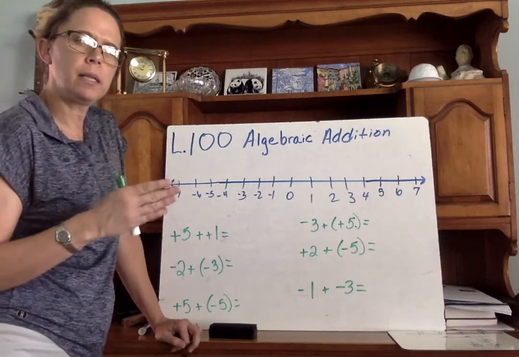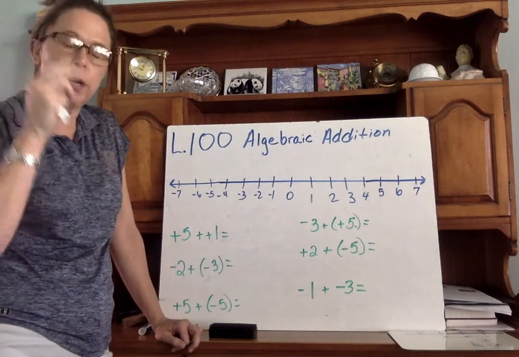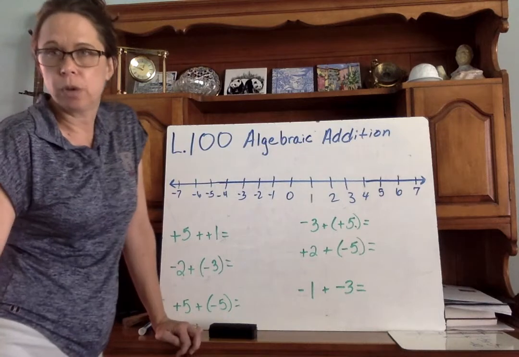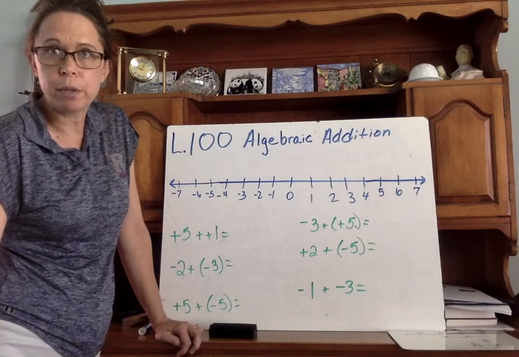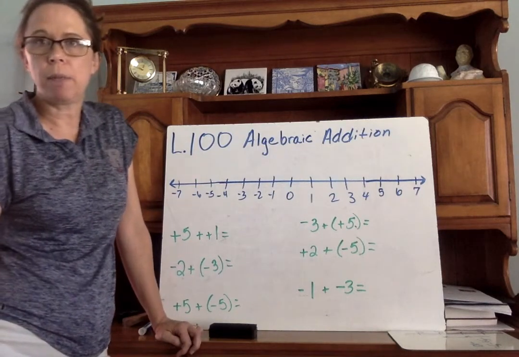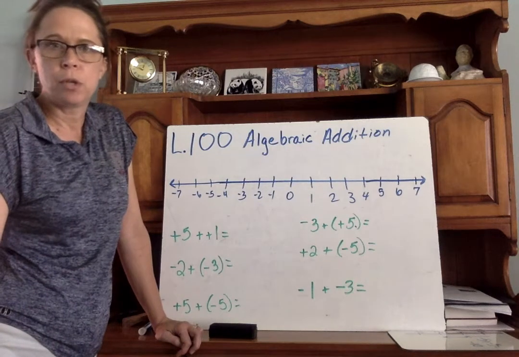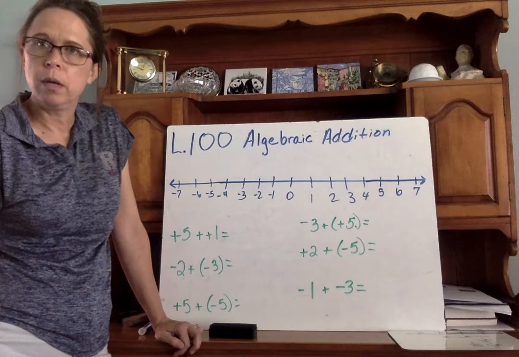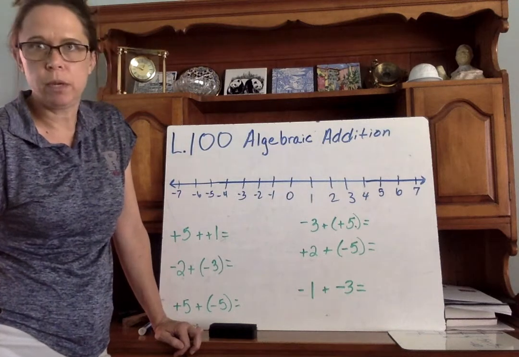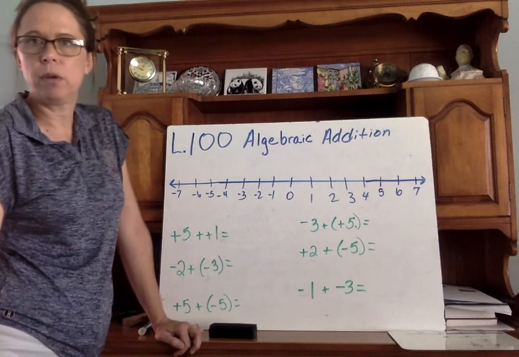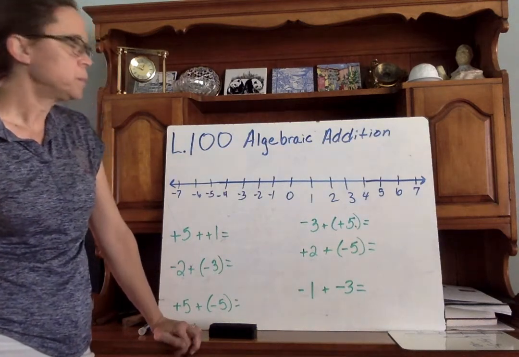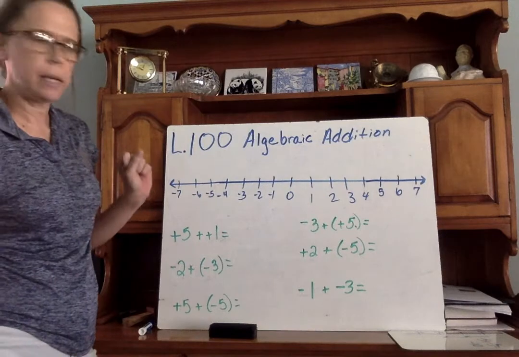The first part of the lesson is where we are going to be adding integers. Now remember what integers are. Integers are whole numbers and their opposites, okay? So whole numbers starting with 0, 1, 2, 3, 4, and then their opposites, -1, -2, -3, -4, on like that, okay? So we're going to use a number line to help us.